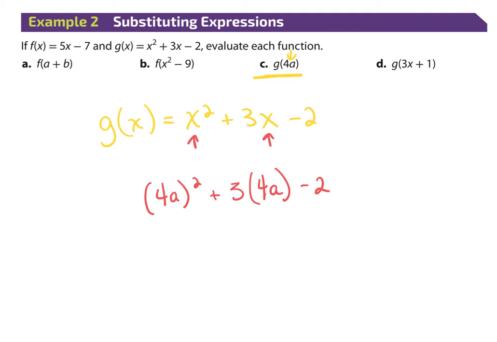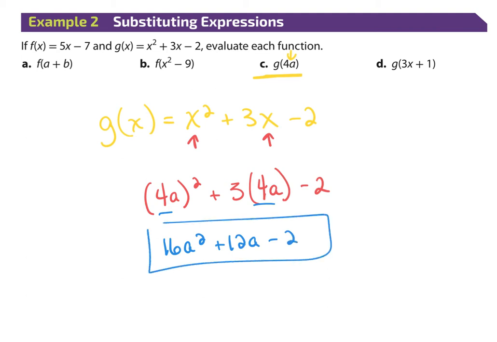Now you want to simplify it. The only thing you can really do here is these. 4a, if I square it, is 16a squared. 3 times 4a is 12a. So that would be what happens if I plug a 4a in. But the goal here is to see that you can literally take any function and you can plug anything into it, even if it's not technically a number, if it's another variable or another function.